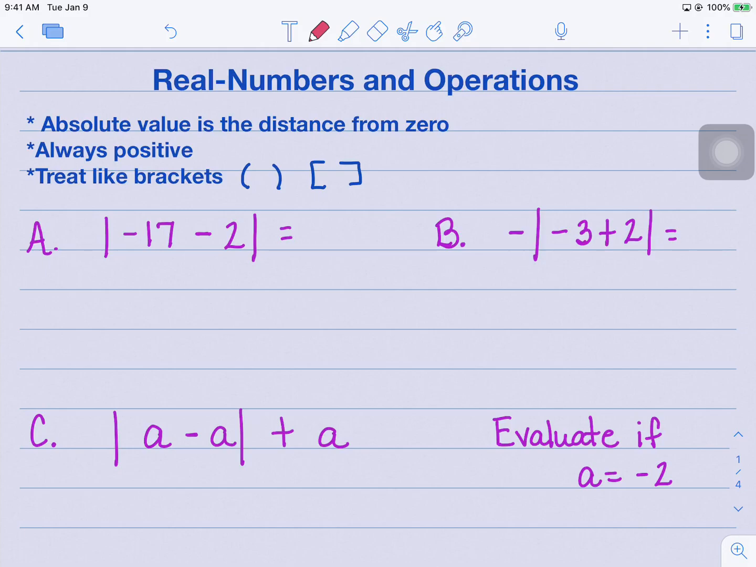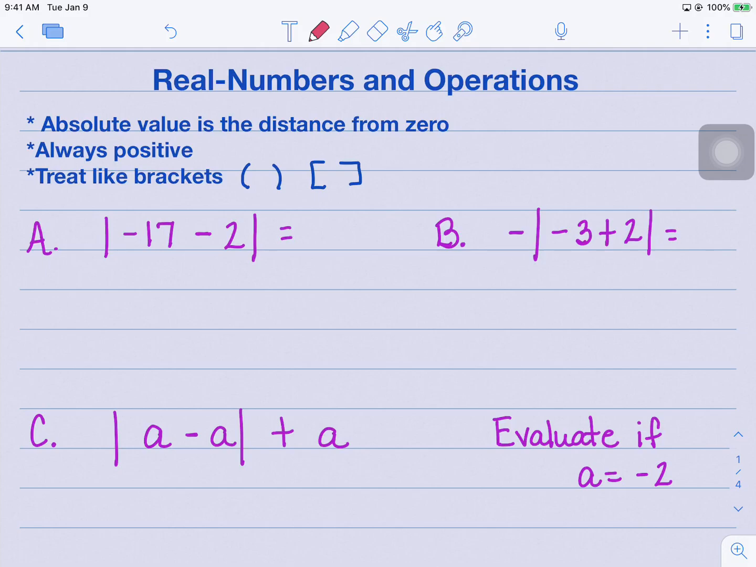We're going to talk about real numbers and operations. We've talked a little bit about absolute value, and we know that absolute value is the distance from zero. It's always positive, and when we see it, we treat it like brackets. So our first example, A, we have absolute value of negative 17 minus 2.